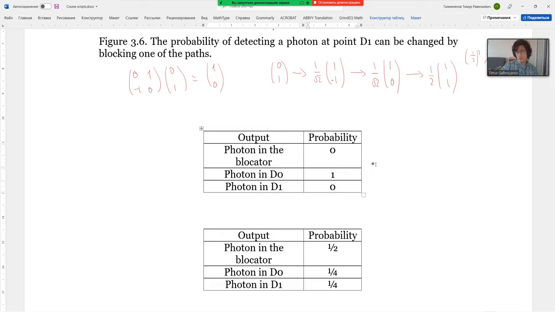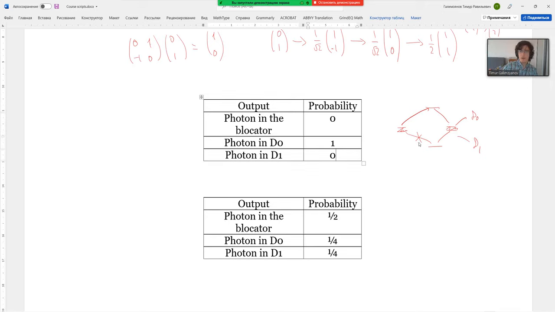Okay, so let's think, are there any paradoxes here? We see that if we block the lower path of this D0, D1, so that's a beam splitter, that's a mirror. If we block this path, before we blocked it, the probability of getting a photon in D1 was equal to 0. And once we block this path, we have a non-zero probability, 25%, of getting a photon here. Okay, let's think more deeply. What is happening here?